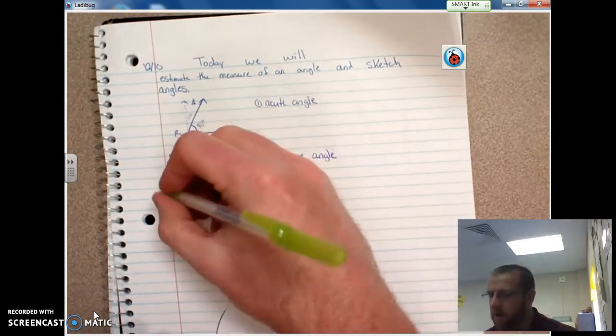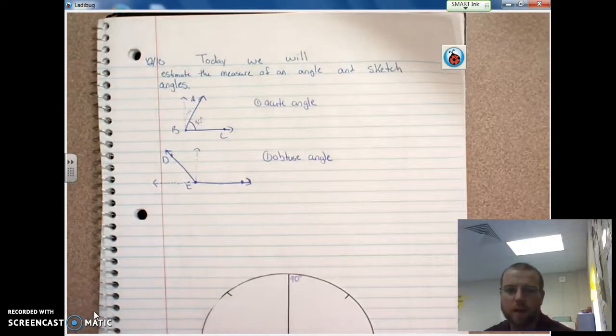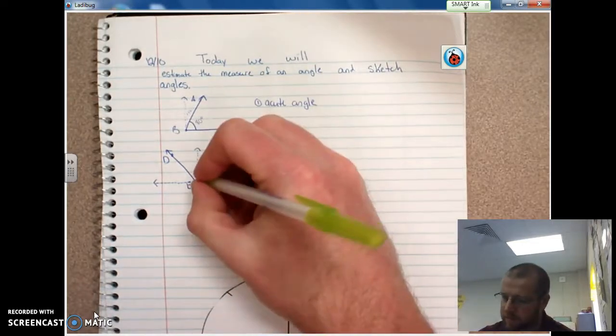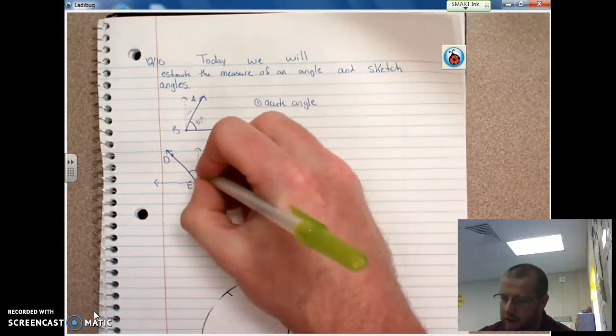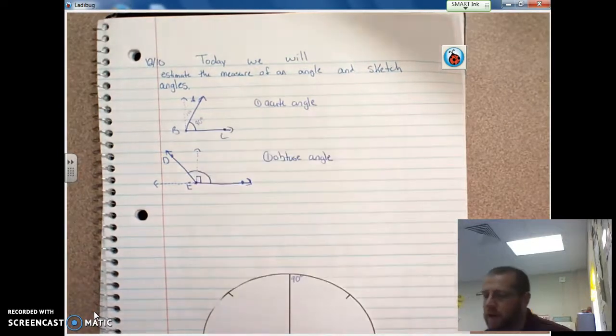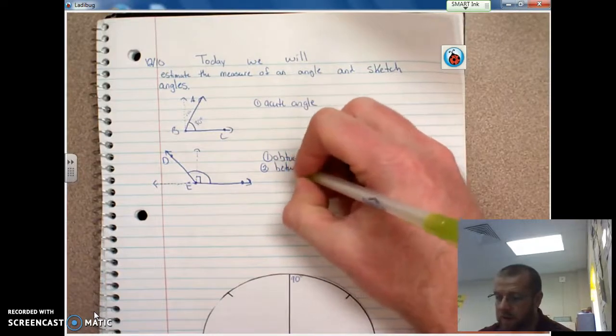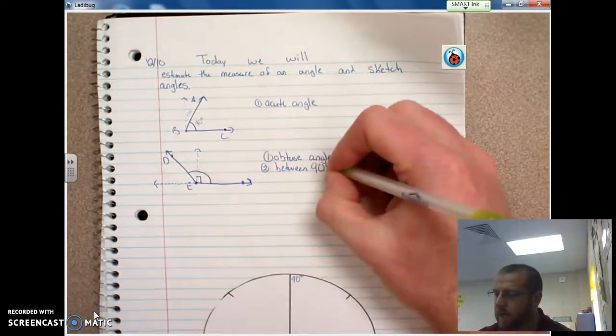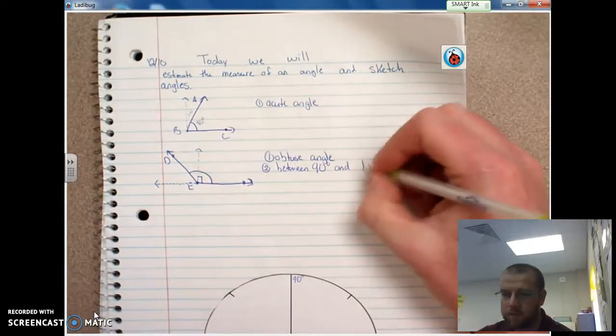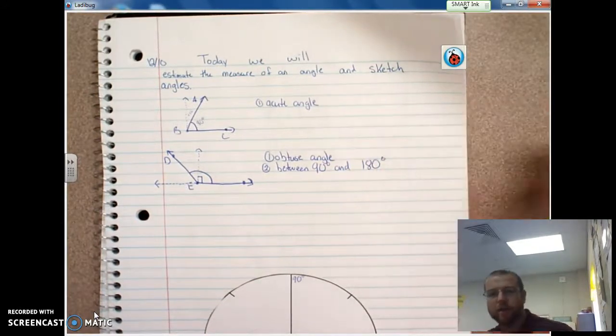And there's my 180-degree angle. So I'm looking at that angle right there. So I know my angle has to be between 90 degrees and 180 degrees.